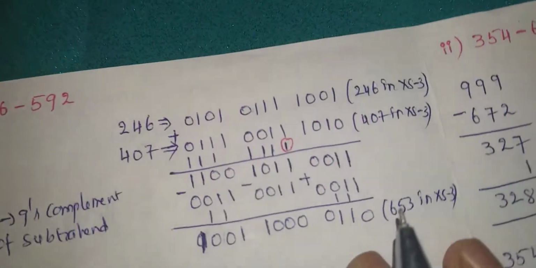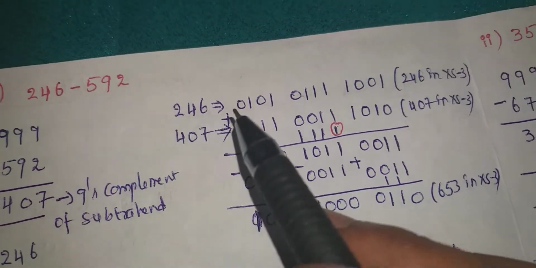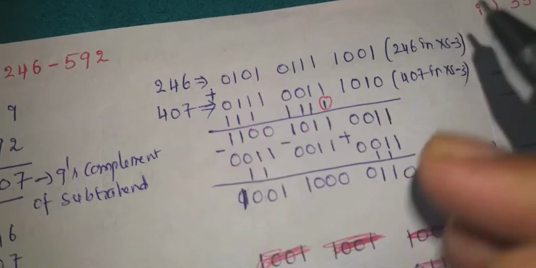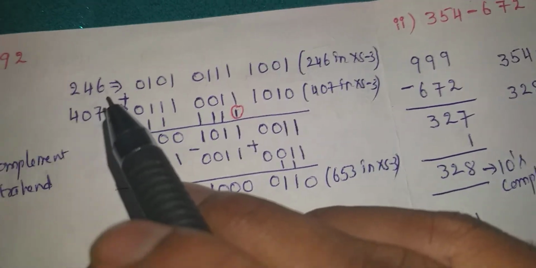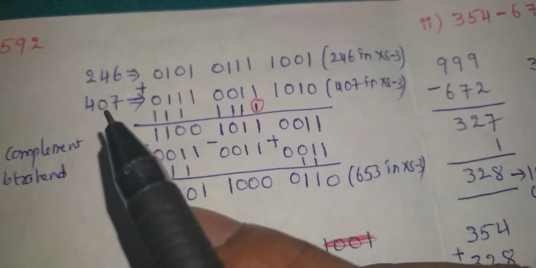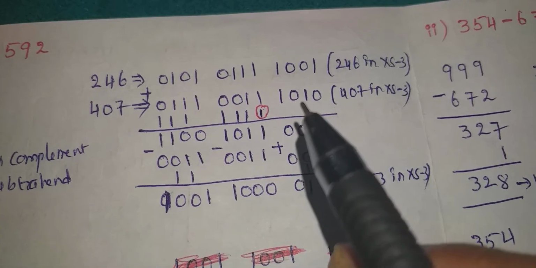Now we will look at this in XS3. First of all, the minuend as it is written, 246. Now the 9's complement of the subtrahend 592, which is 407, I have taken. Now 2 in XS3 is 5, 4 in XS3 is 7, 6 in XS3 is 9, 4 in XS3 is 7, 0 in XS3 is 3, then 7 in XS3 is 10.